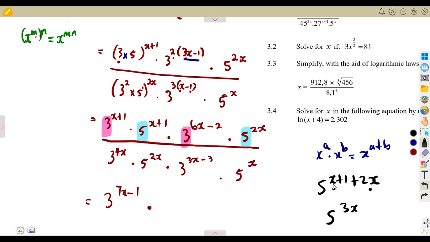So this will be a 3x. That's 1x plus 2x, which is 3x plus a 1. So this was going to be 5 to the exponent of 3x plus a 1.